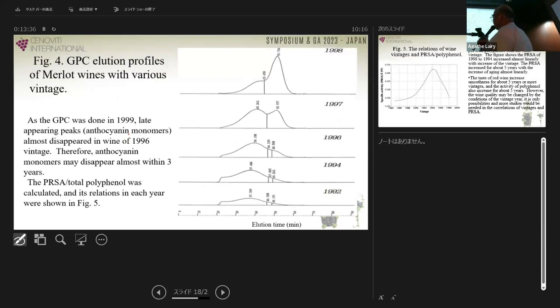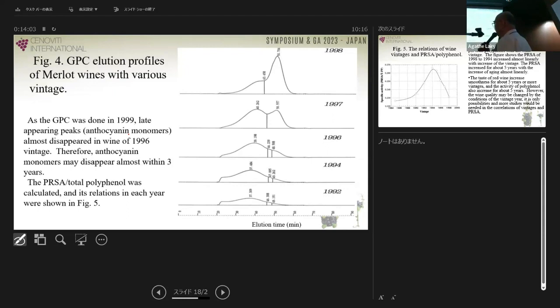As the GPC was done in 1999, the late-appearing peaks are monomers. Monomer anthocyanin may disappear. In the 1996 vintage, it almost disappeared. So in about 3 years, the monomer disappears and makes a polymer.